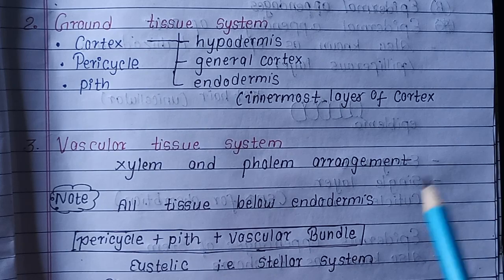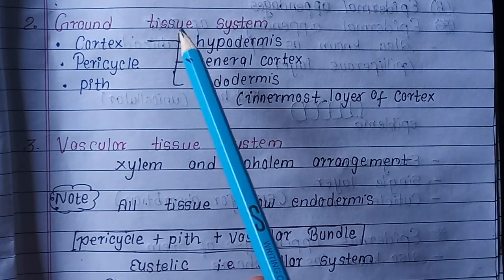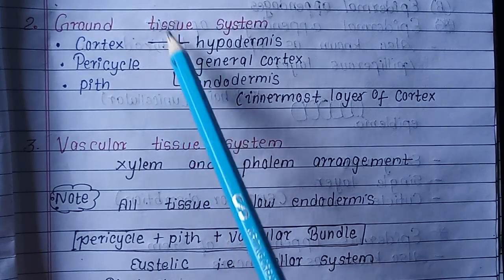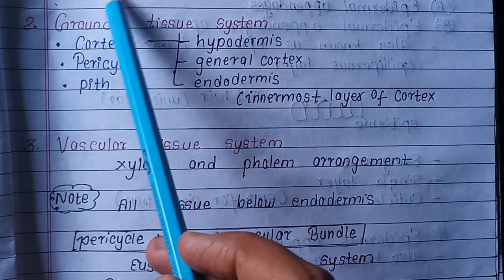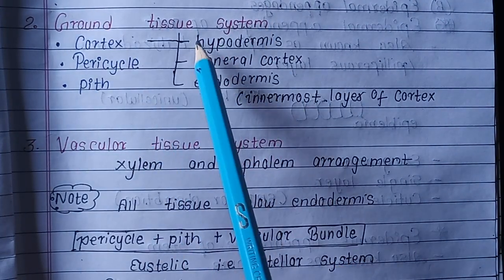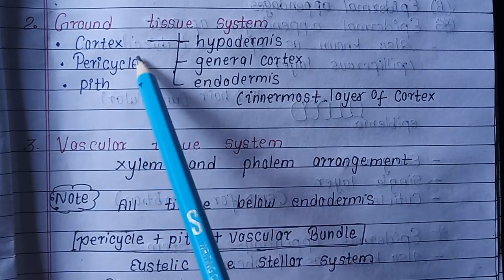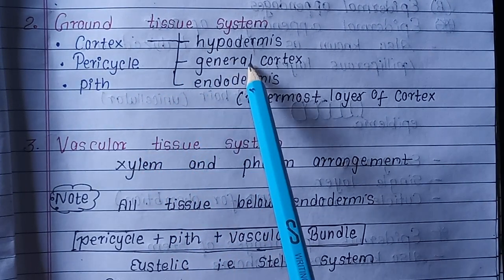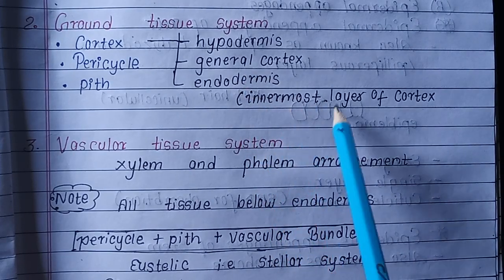And then the second type of tissue system is ground tissue system. Like epidermis, epidermal appendage, and epidermal structure in the epidermal tissue system, similarly here in ground tissue system, cortex, pericycle, and pith come under. Cortex includes hypodermis, central cortex, and endodermis. Endodermis is the innermost layer of the cortex.